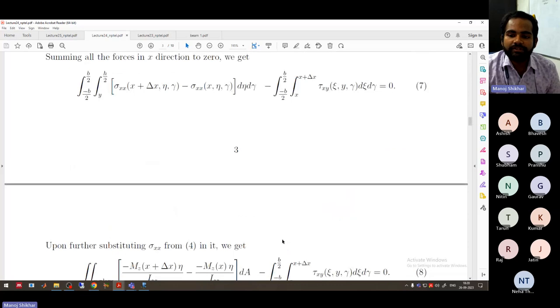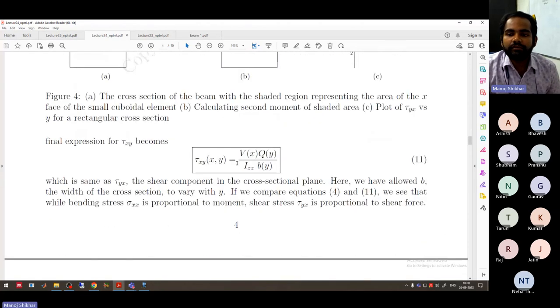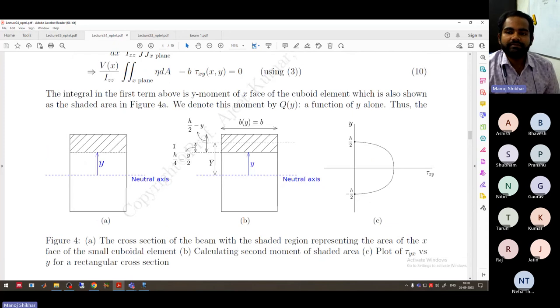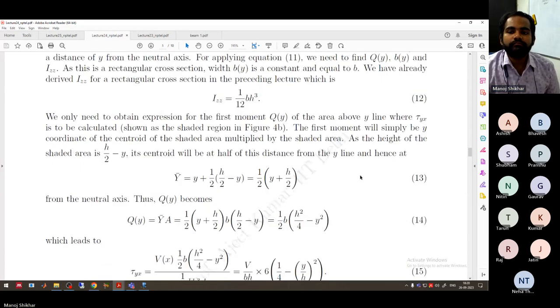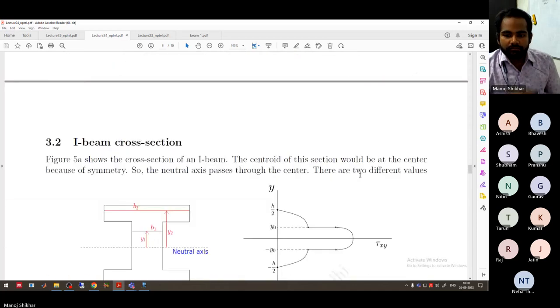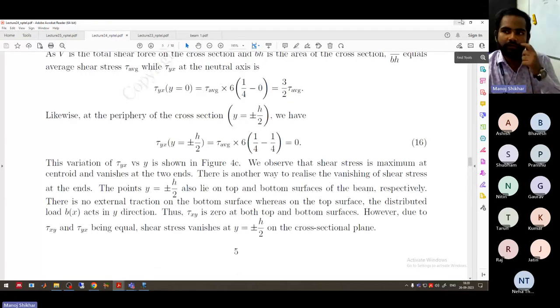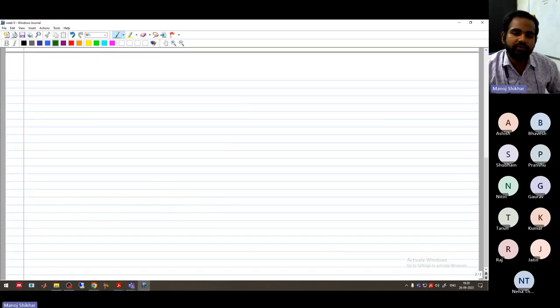Then we found the expression for shear stress tau xy, and the formula came out to be Vx into Qy by Izz B1. All these have been done for symmetric cross sections till now. So let's move on to the questions, and using the questions, I'll try to make you understand a few concepts.